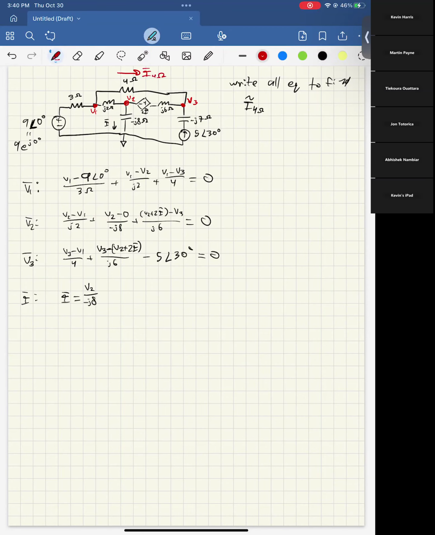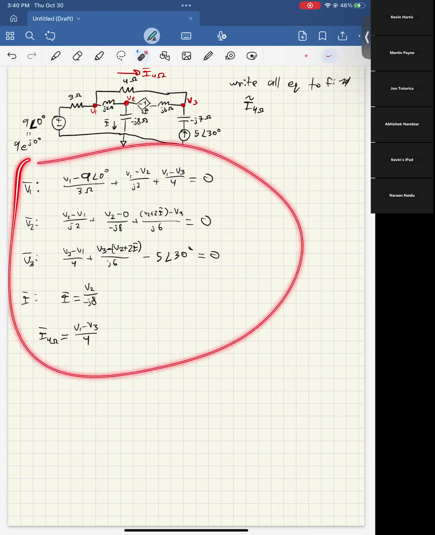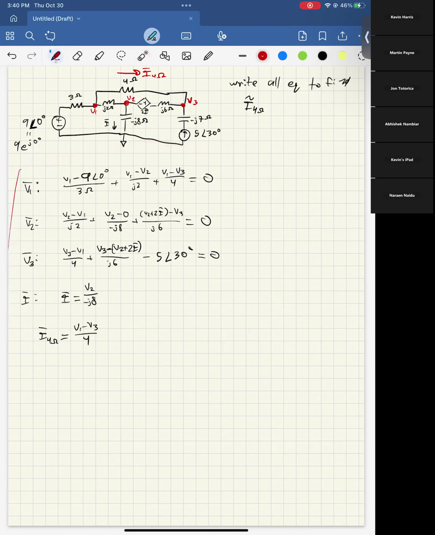So for that, in that case, I of the 4 ohms is going to be V1 minus V3 over 4, right? Cool. And that is the whole question. So that's how you would do this. Very cool.